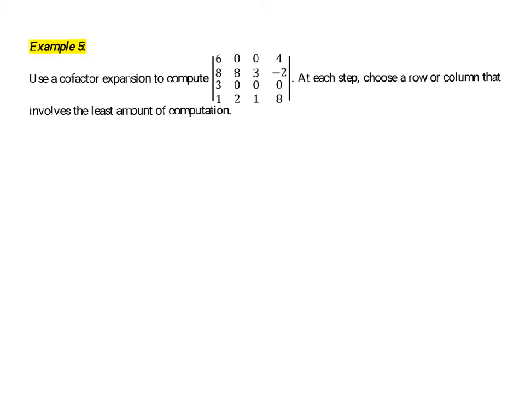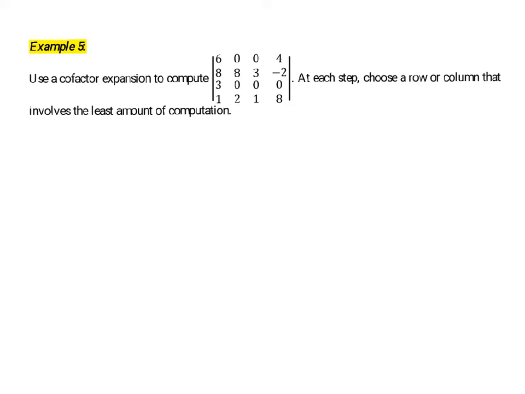In this example, we're asked to find the determinant of a 4 by 4 matrix using as few calculations as possible. We want to calculate this as efficiently as possible. So we can choose to expand this thing along any row or any column.